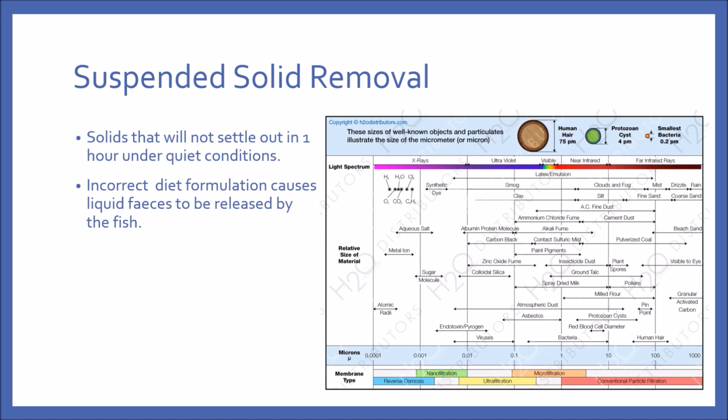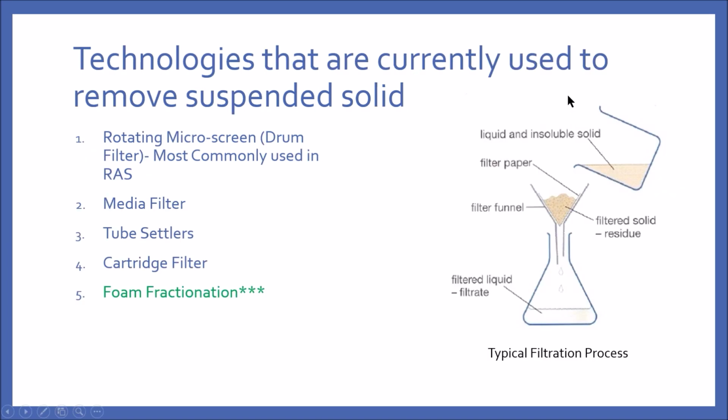Technologies that are currently used to remove suspended solids are very similar. They all utilize what we call a filter media to remove the remaining suspended solids. One good example is this setup we have on the right, in which we have a beaker filled with liquid and suspended solids. As you pour them through a piece of filter paper, what you get is clear liquid. Traditionally, this is what we have been doing for the filtration process. There are several technologies that exist in the market to control suspended solids.